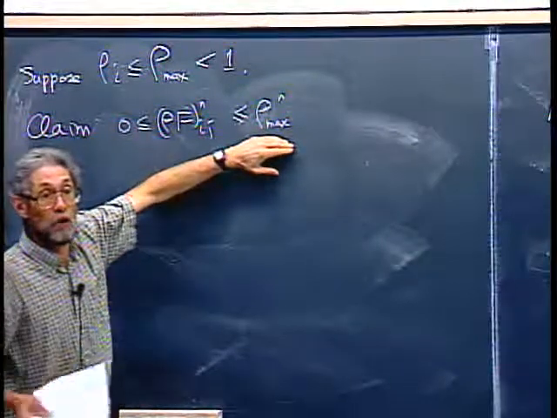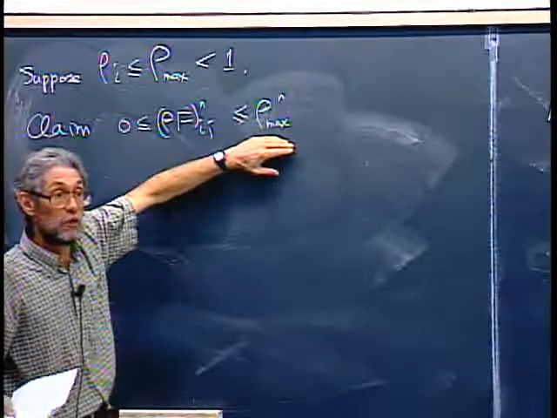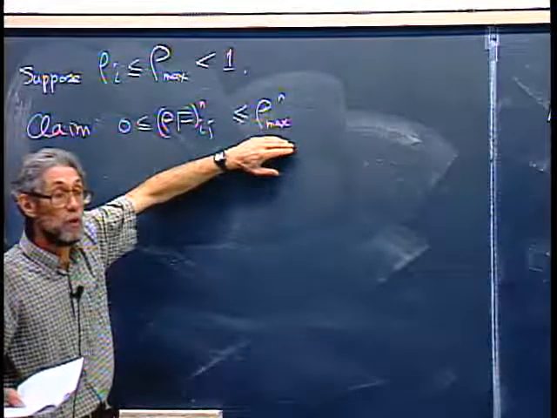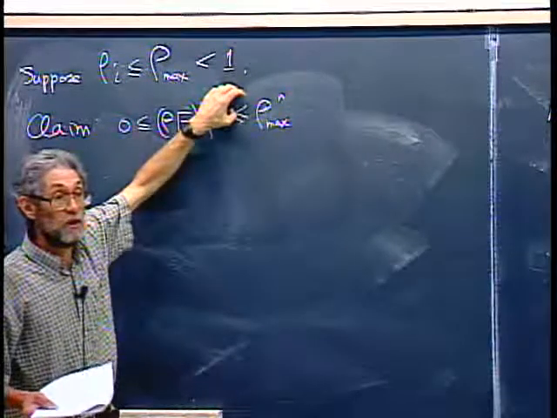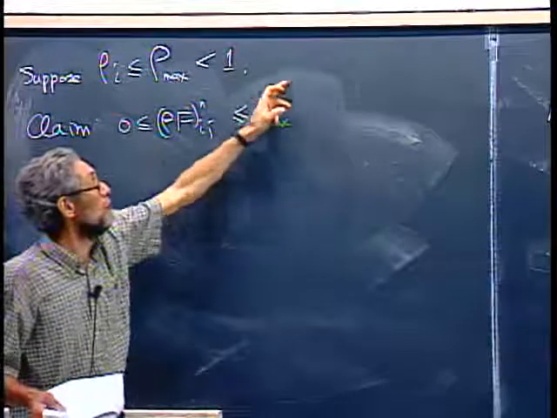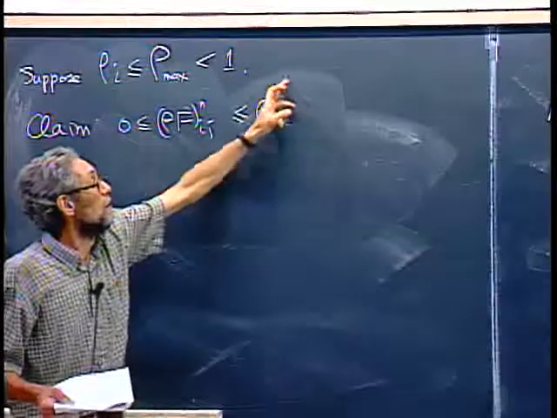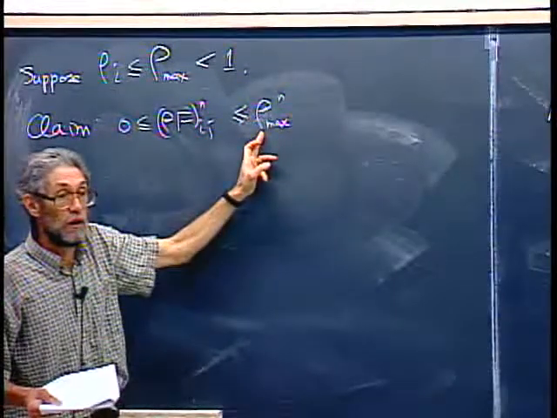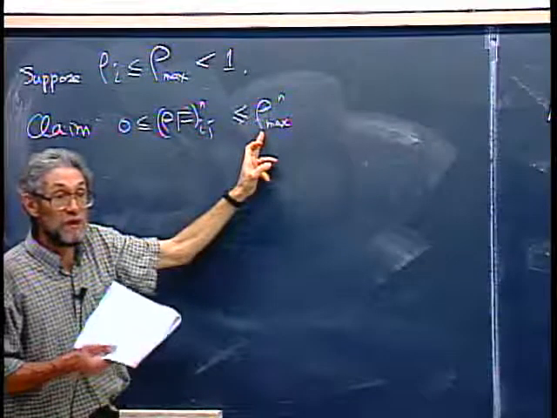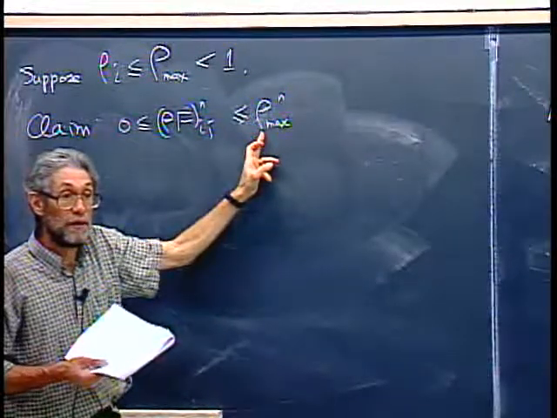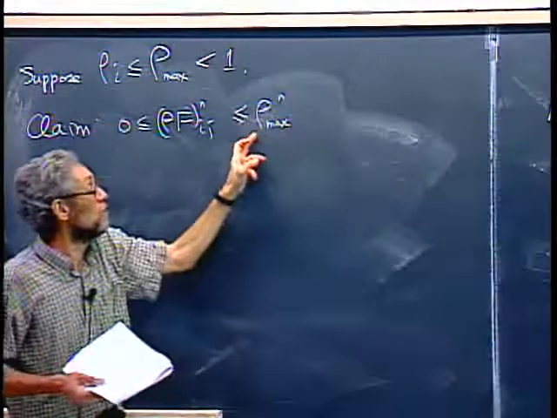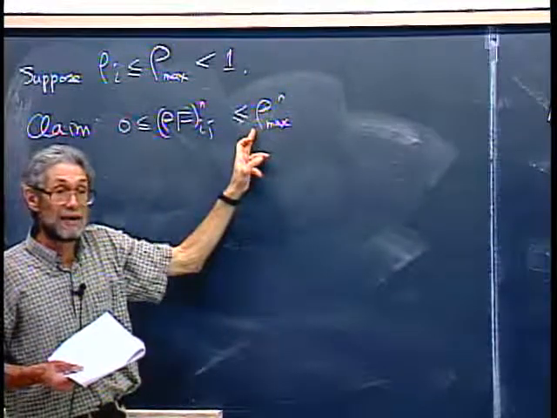You have to know a little something about convergent series, which I'm not going to bother to prove: if each term in a series is non-negative and less than the corresponding term of a convergent series, then that series also converges. And this geometric series converges if rho max is less than 1.